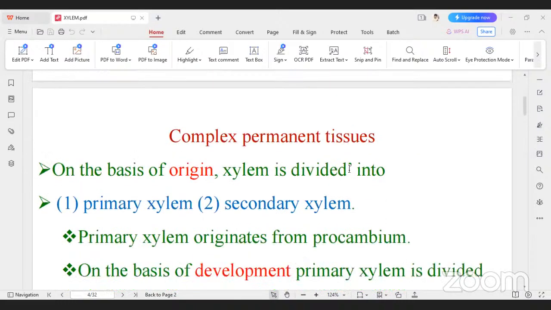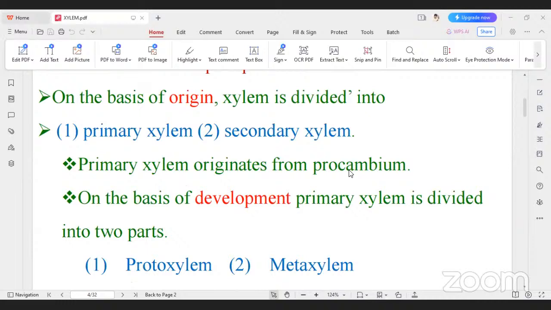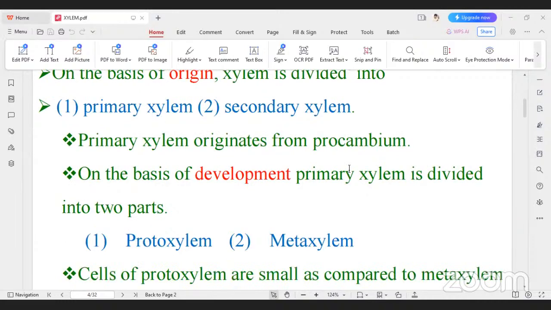Among complex permanent tissues, on the basis of origin, the xylem is divided into two types: primary xylem and secondary xylem. Primary means first, the initial stage. Secondary means the second time. Let's see how the primary xylem originates. It originates from the procambium. On the basis of development, the primary xylem is divided into two types, protoxylem and metaxylem.